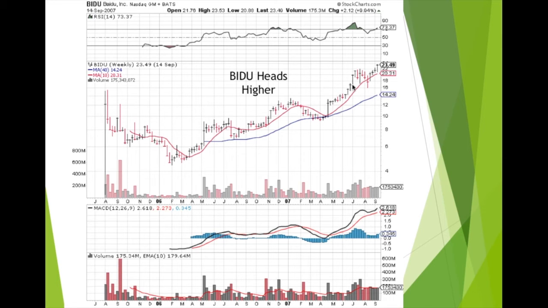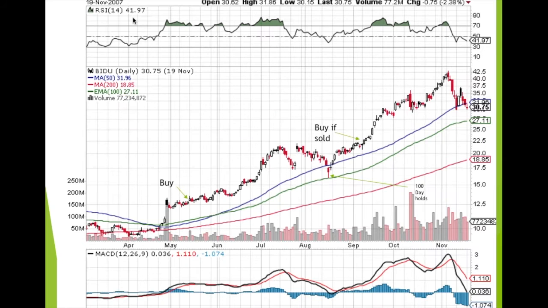And you see here it's starting to head higher. This is a weekly chart still. Now we're in September 2007, and now we look at the daily chart here. We buy it here. And if you're somebody who sells below the 50-day moving average, you're going to sell it here and you get a small profit.